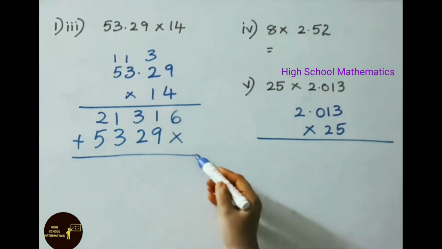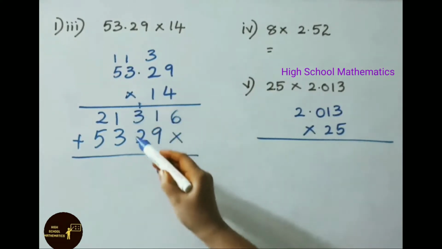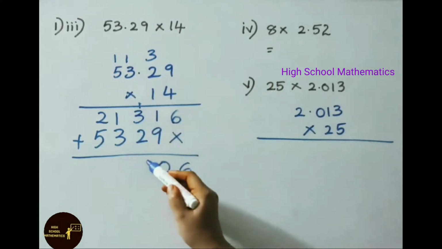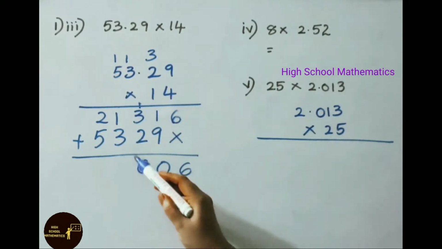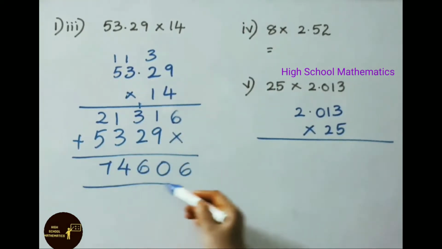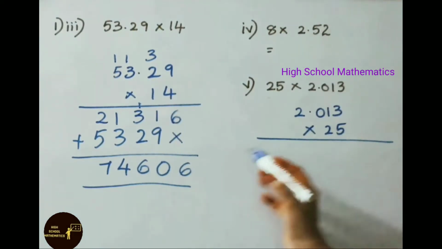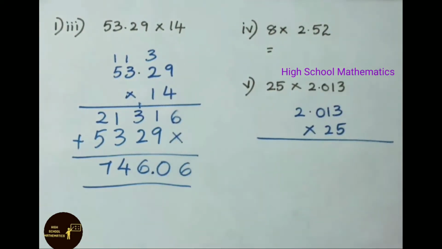Let us add them now. 6, 1 plus 9, 10, 0 carry 1, 2 plus 3, 5, 5 plus 1, 6. 1 plus 3, 4, 2 plus 5, 7. Here decimal after 2 digits were there. So from the right side onwards 2 digits before we place the decimal point. So the answer is 746.06. See now fourth sum, 8 into 2.52.